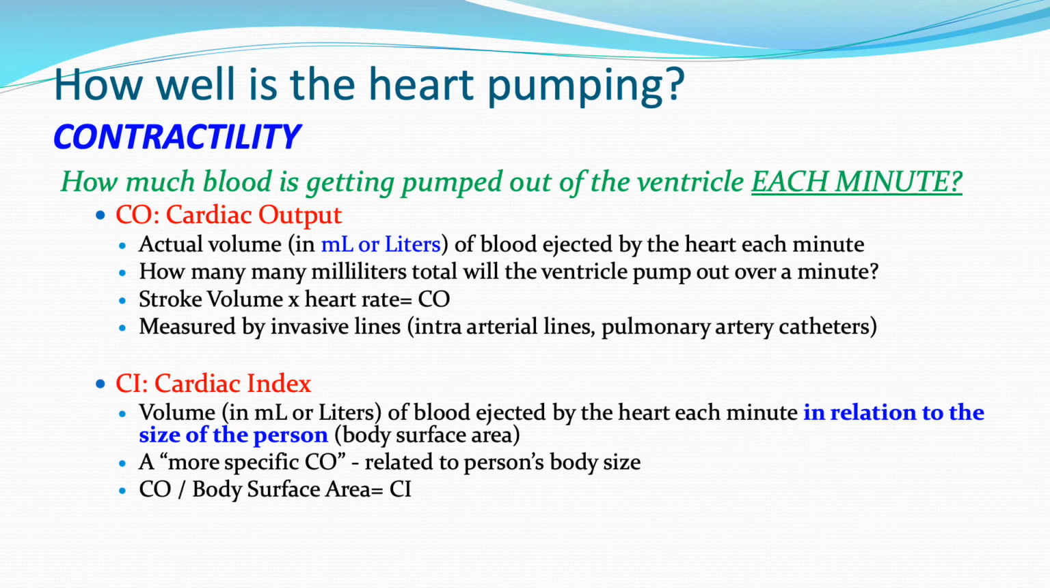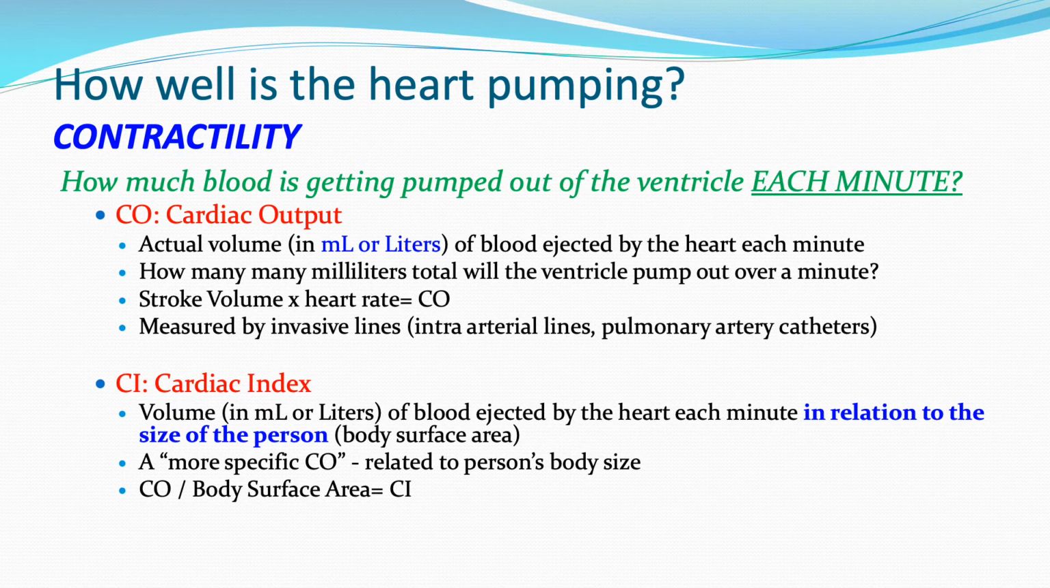So what do we call this value that gives us the amount of blood getting pumped out of the ventricle each minute? This is cardiac output, and it's an actual volume of blood, just like our stroke volume, that leaves the left ventricle over a minute. So how do we measure this? Well, it's those invasive lines again, the intra-arterial catheter and pulmonary artery catheter, but more details to come on these.